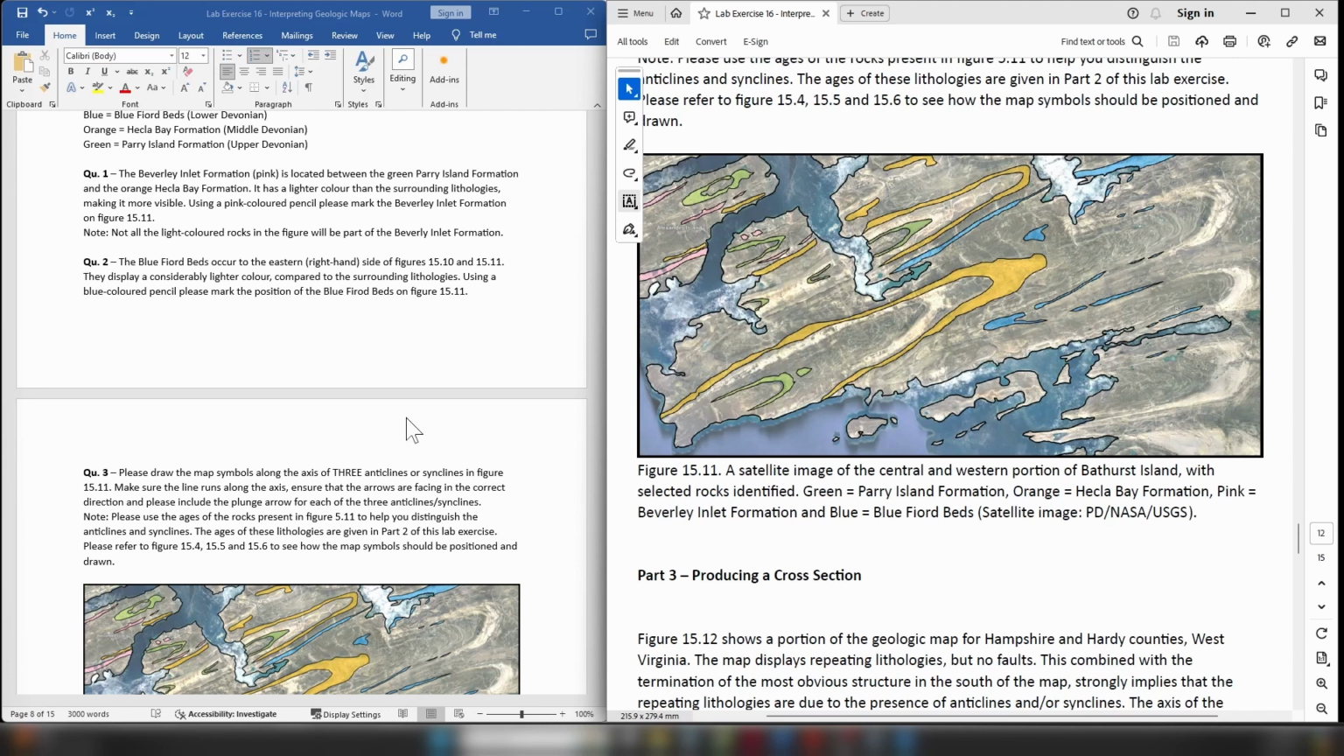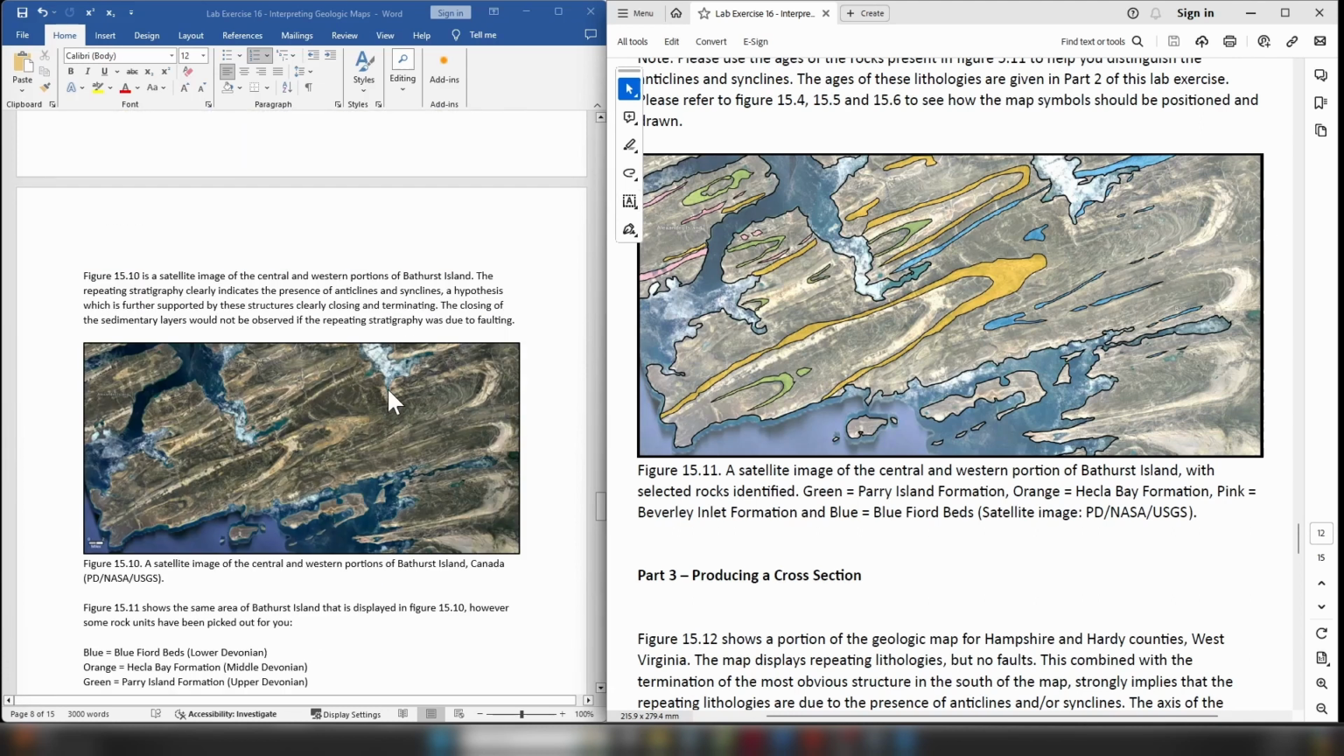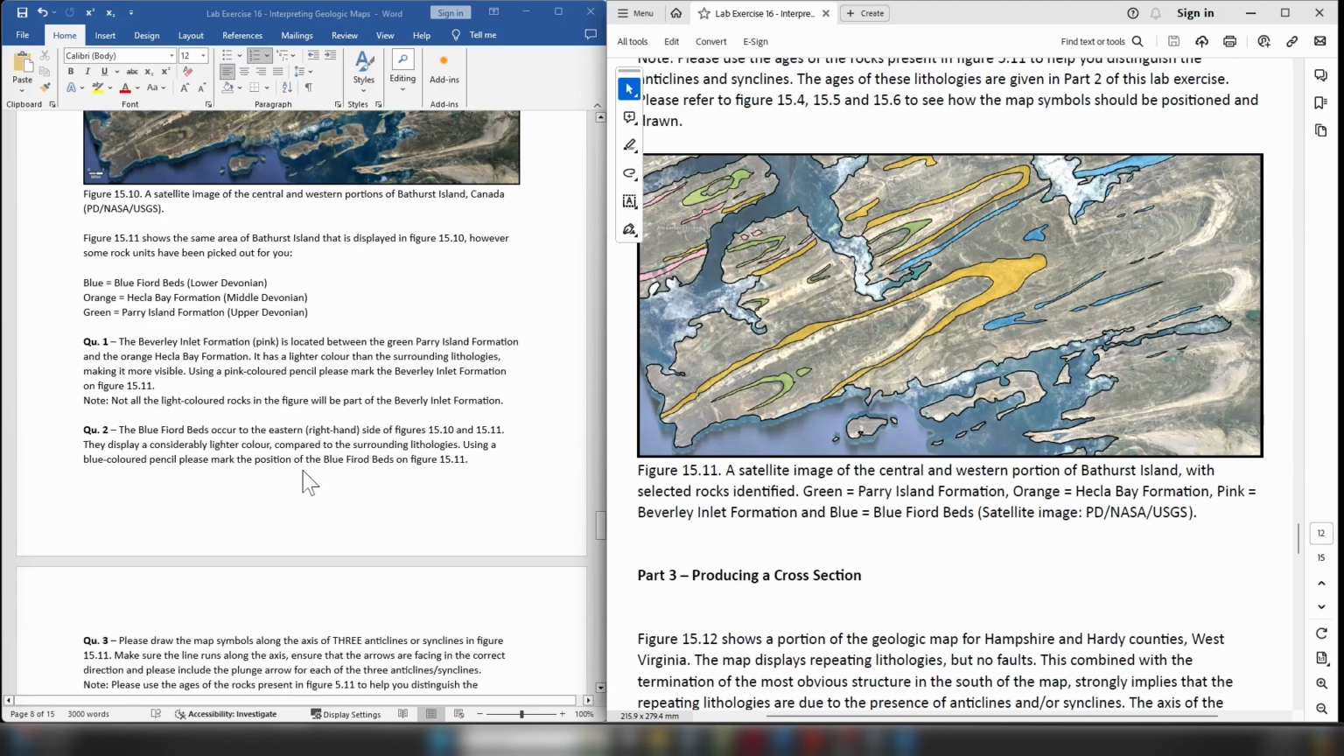And we can spot them quite easily because, as you can see, if we look at the original satellite image, this is the blue fjord beds right here. They once again have a much lighter color than the surrounding area, and they are clearly more resistant to erosion because they're forming topographic highs. So you can see them relatively easily in the satellite image.